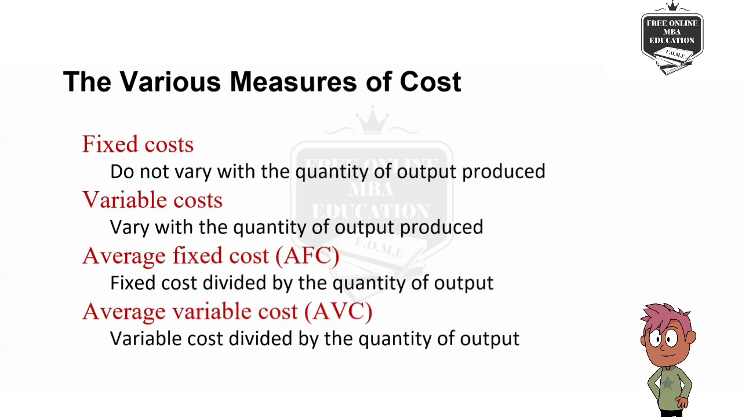But this is not considered in accounting, and that is why accounting profits and economic profits can have two different values. Okay. Now, when we look at the various measures of cost, we consider the fixed costs, variable costs, average fixed and average variable costs. Now, what are fixed costs? Fixed costs are those costs which do not vary with the quantity of output that you produce, like your rent, right?